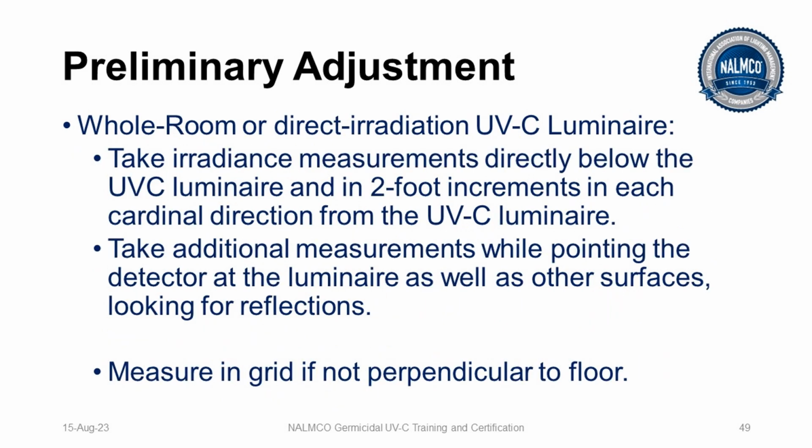When we're dealing with a whole room or direct irradiation UVC luminaire, it's a little bit different also. We take irradiance measurements directly below the luminaire, and generally in 2 foot increments in each cardinal direction. We'll take additional measurements while pointing the detector at the luminaire as well as at other surfaces looking for reflection. And measure in a grid if the device is not perpendicular to the floor.